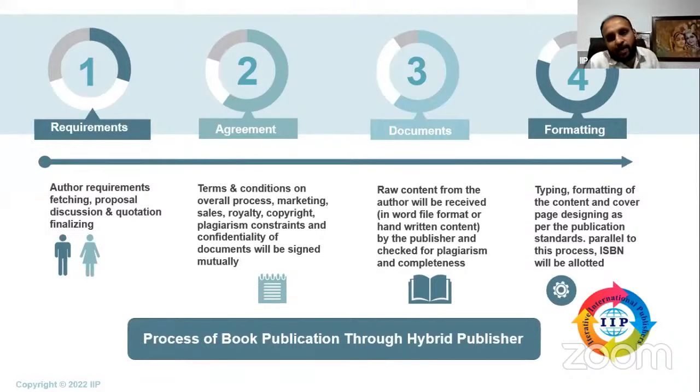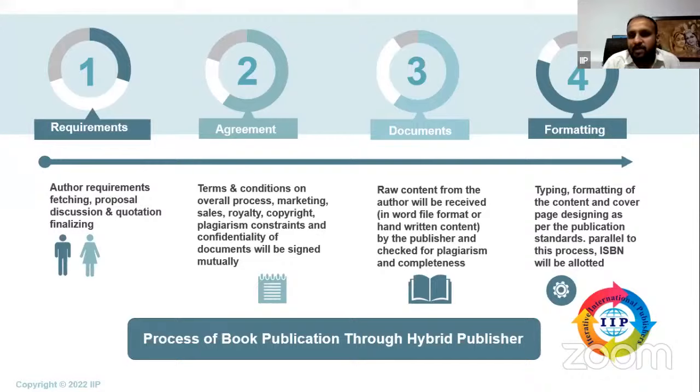Next is the documents. The third stage is document collection. That is, raw content from the author will be received. It may be handwritten content, which can be typed later, and that will be done from the publisher end only. So we call it raw content. That has to be checked for plagiarism. I will give the full detail about plagiarism and copyright later. So the raw content from the author will be received, and further it will be checked for completeness. Completeness means there should not be any incomplete or missing data. Once it is finalized, we will take it for formatting.